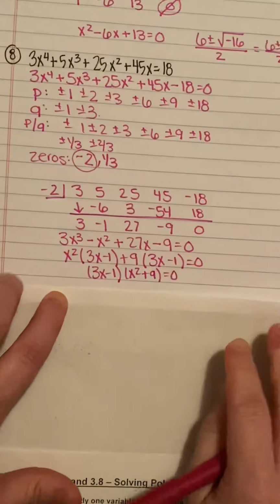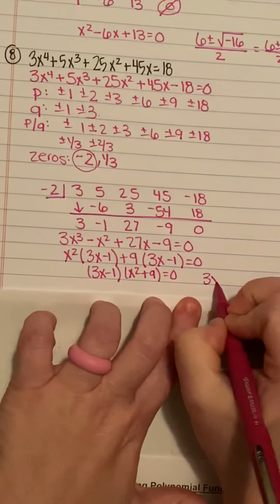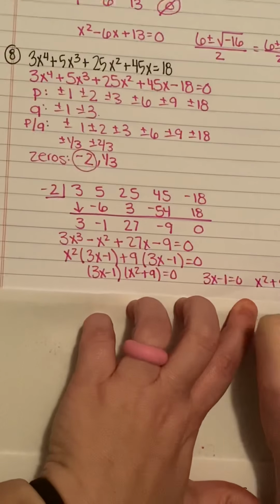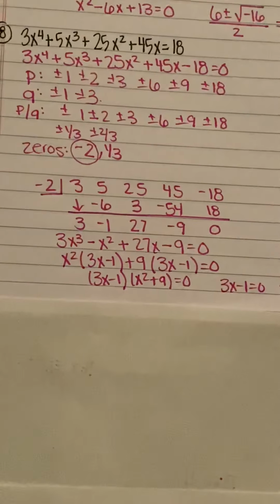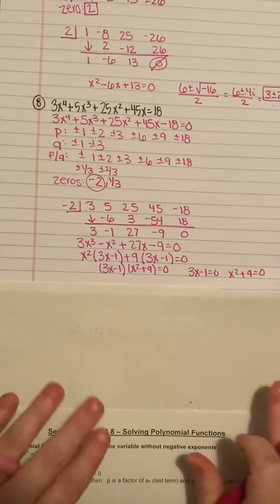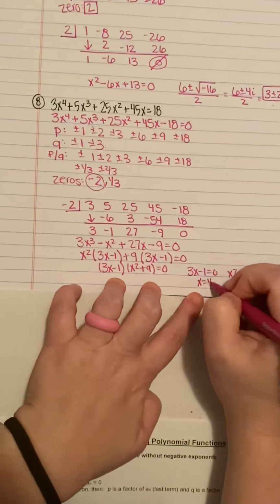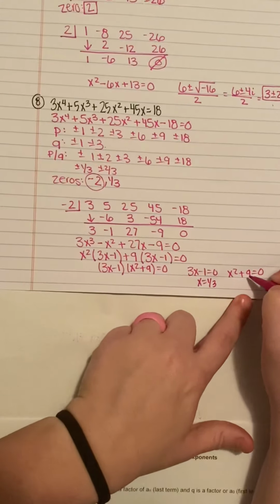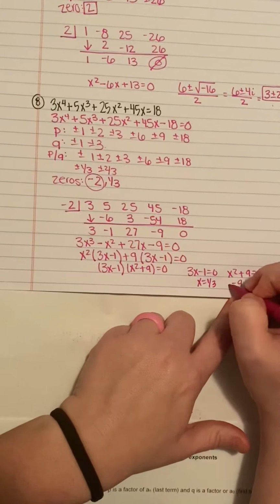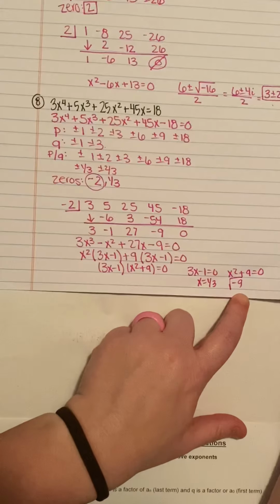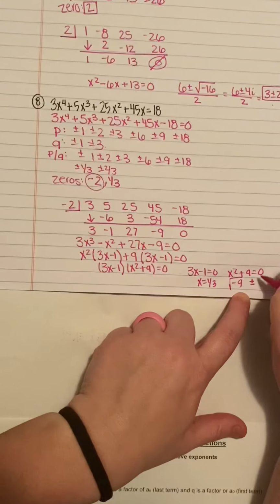So now I'm going to set each of these equal to 0 and solve. So let's take 3x minus 1, set that equal to 0, and x squared plus 9, and set that equal to 0. All right, so both of these things are equal to 0. To solve this, I'm going to add 1 and divide by 3. So there's 1/3. To solve this, I'm going to subtract 9 and take the square root. Square root of a negative number gives me an i. Square root of 9 is 3, so this is plus and minus because I took the square root. Remember, 2 solutions right here, 3i.